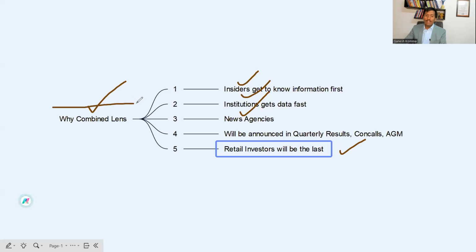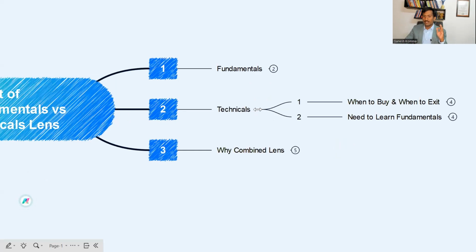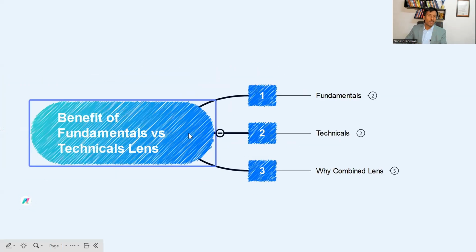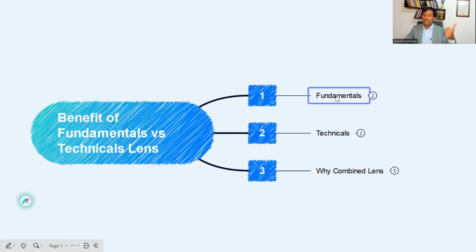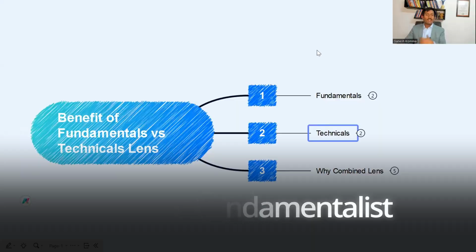That's why we need to have a combined lens to look at companies both fundamentally and technically to take advantage of succeeding in the market, right? So even if you're a fundamental investor, learn the charts, the technicals part of it. Technical investors, learn the fundamental part. So you should become a techno fundamentalist, right? That's how you take advantage in the market.